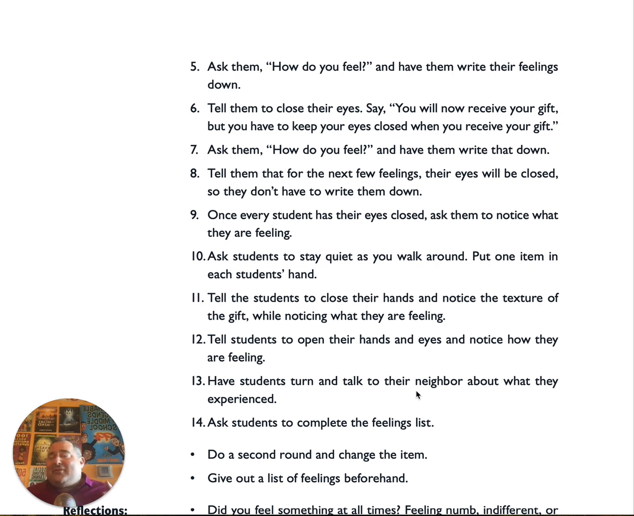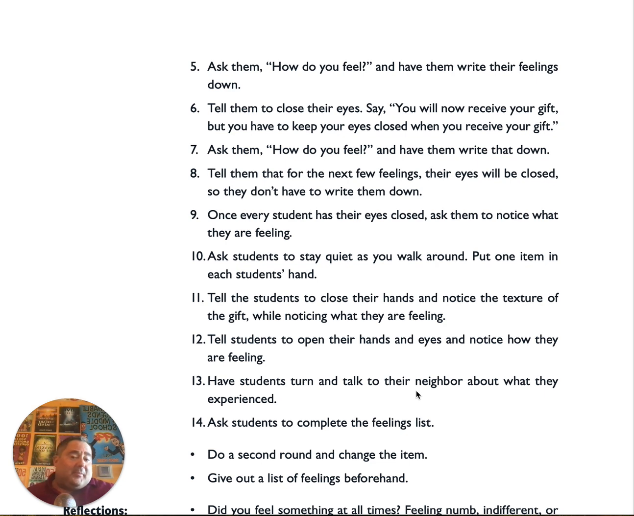Now, closing their eyes, they're going to feel a little bit of caution. You might say you might be scared, or you might be confident and excited. Just throw out as many examples as possible so they know everything is welcome. Okay, and then tell them for the next few feelings, since their eyes are closed, they don't have to write down, but to think about what feelings they'll be having in that moment.